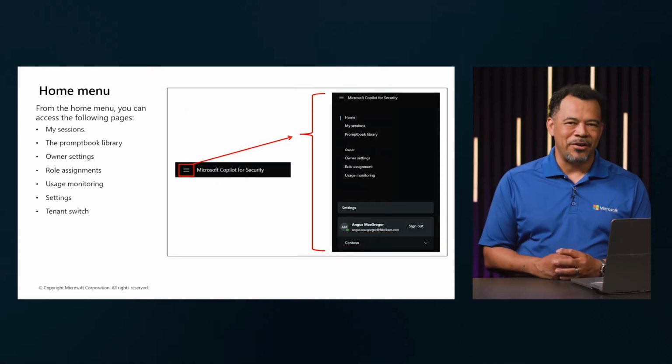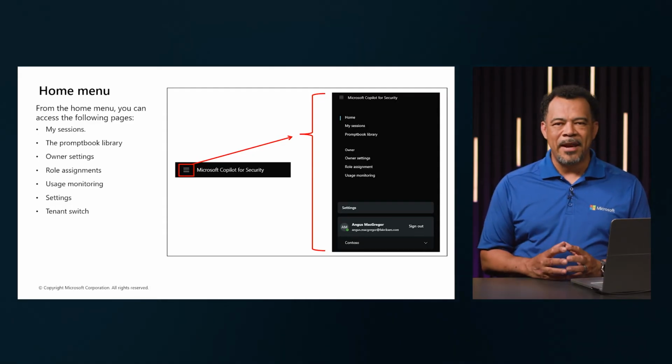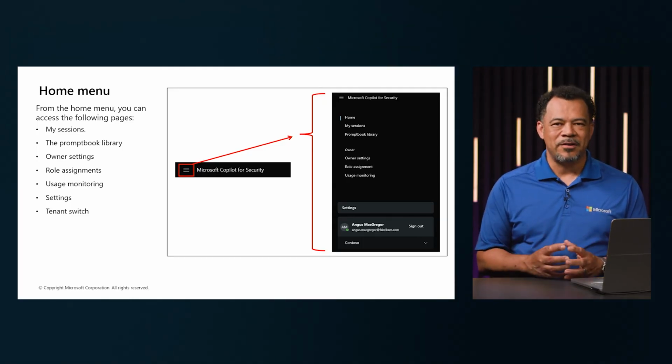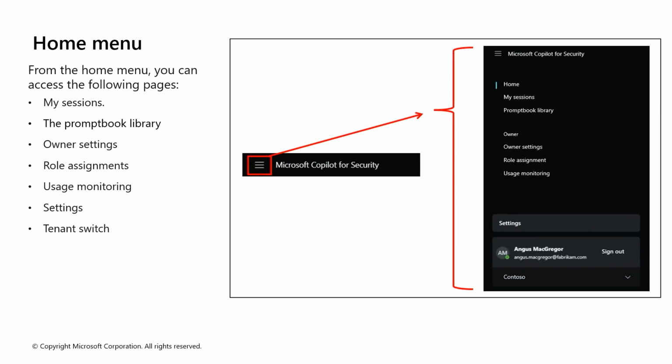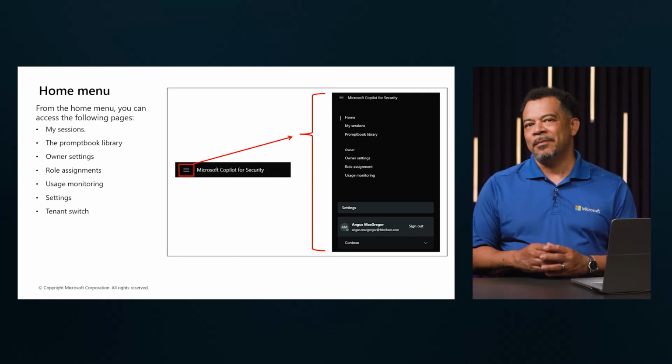From the home menu in Microsoft Security Copilot, you've got quick access to several important pages that help you manage and navigate your experience. First, there's My Sessions, where you can revisit past interactions and pick up where you left off. Then there's the Prompt Book Library, which is a collection of reusable workflows your team can use to streamline common tasks. You'll also find Owner Settings, where you can manage key configurations for your environment. If you need to manage who has access to what, the Role Assignments page is where you'll go. For keeping an eye on how your resources are being used, there's a Usage Monitoring section.